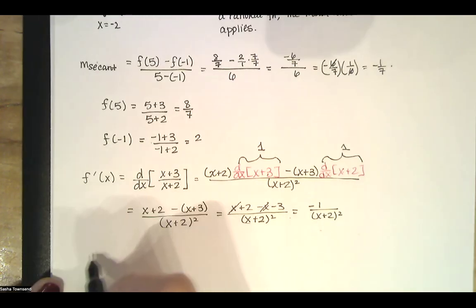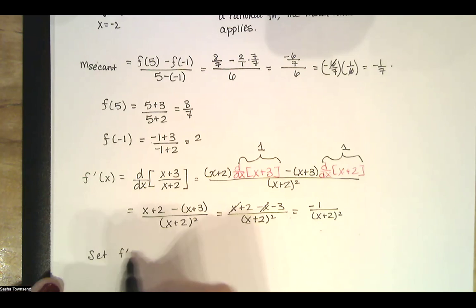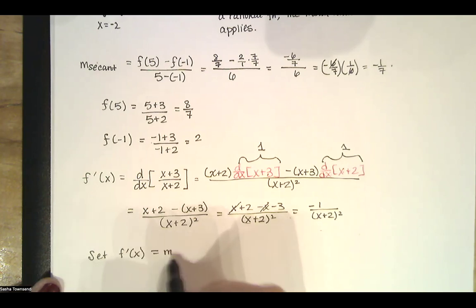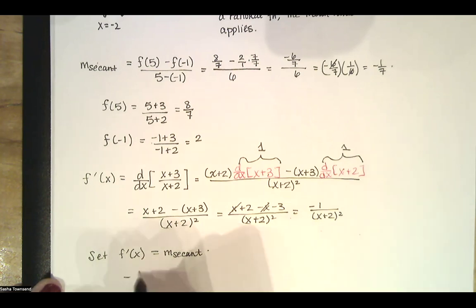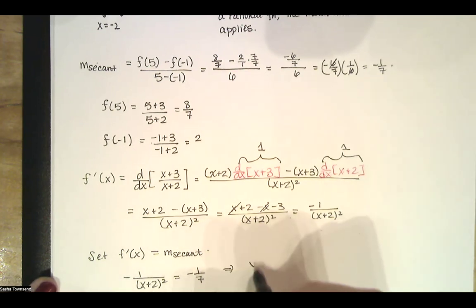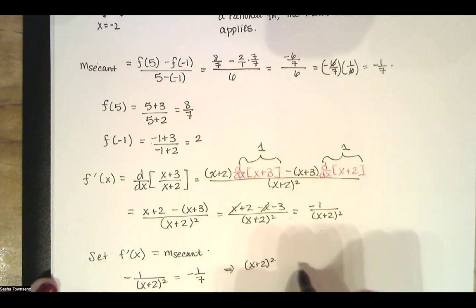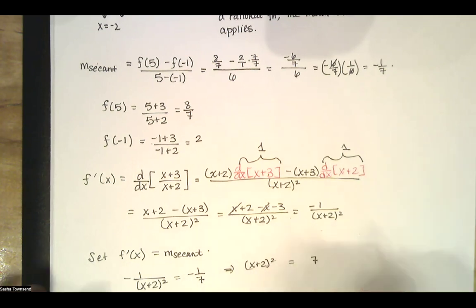So we set f prime equal to the slope of the secant and just solve for x. So we've got -1 divided by the quantity x plus 2 squared equals -1/7. The only way that happens is if those denominators are equal. So we must have (x plus 2) squared equals 7.